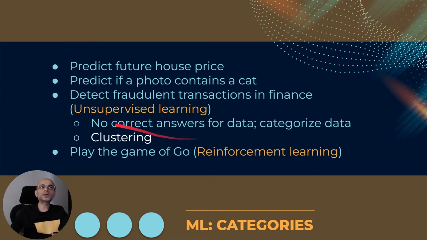Whereas in the case of building something for detecting fraudulent transactions, we use another category of ML called unsupervised learning, where you have a lot of data but you may not have the answers for that data. You just want to categorize the data into different clusters. So a technique called clustering is used in unsupervised learning.